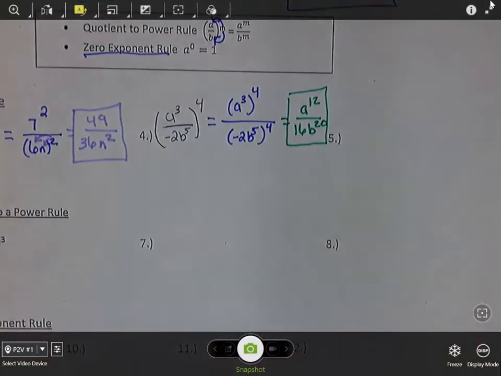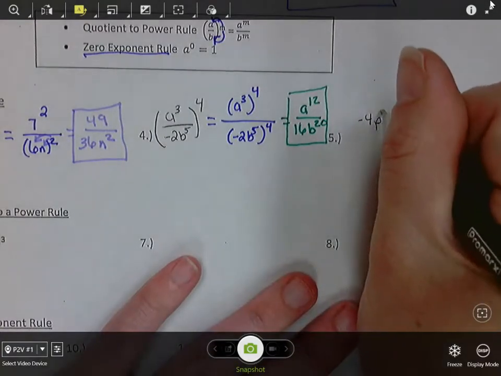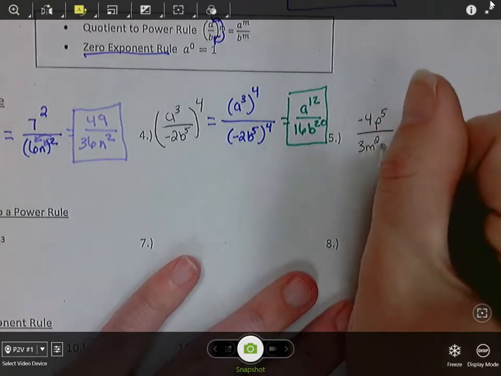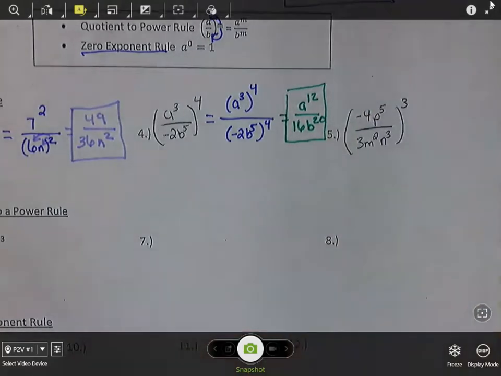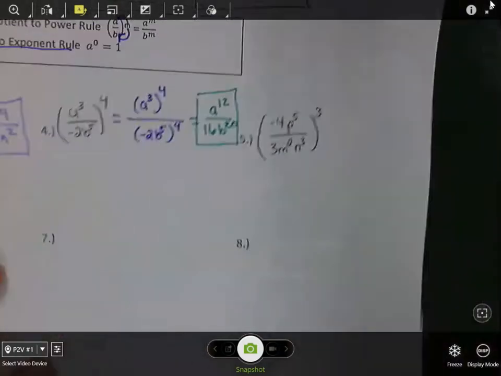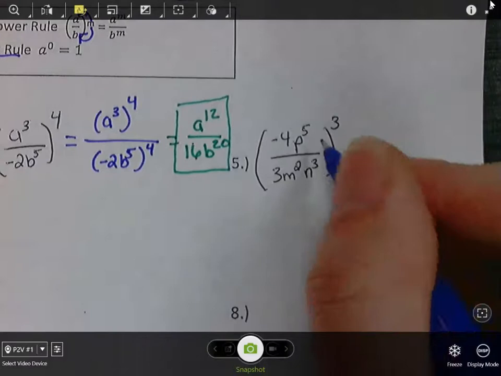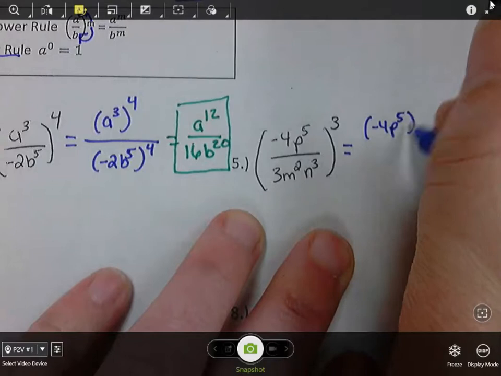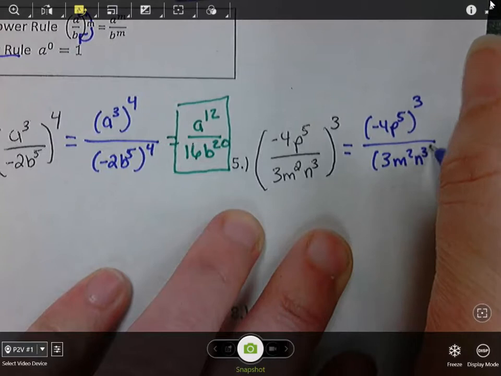Okay. All right, number 5. Negative 4p to the fifth over 3m squared n to the third, all raised to the third power. Okay. So the first thing I'm going to do is separate it out and put each of them to the third power. So I'm going to do negative 4p to the fifth to the third power over 3m squared n to the third power.